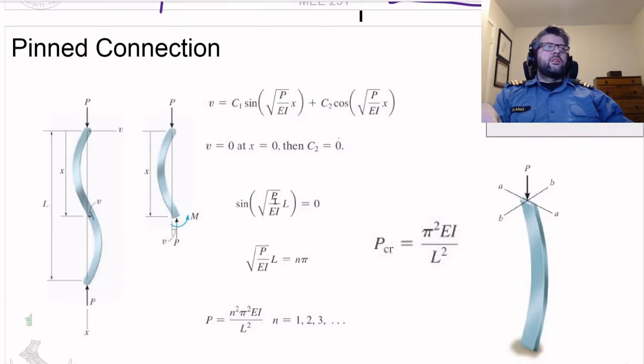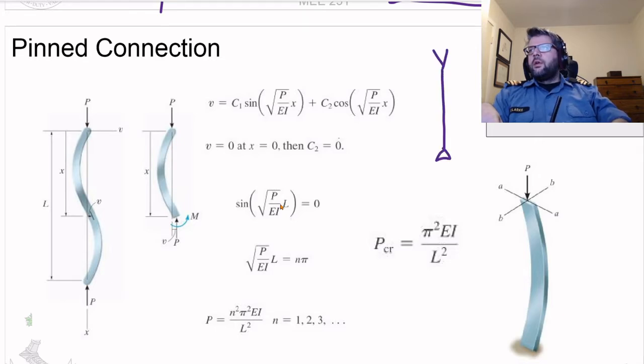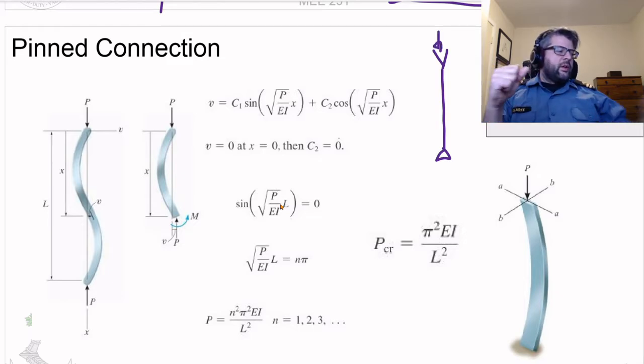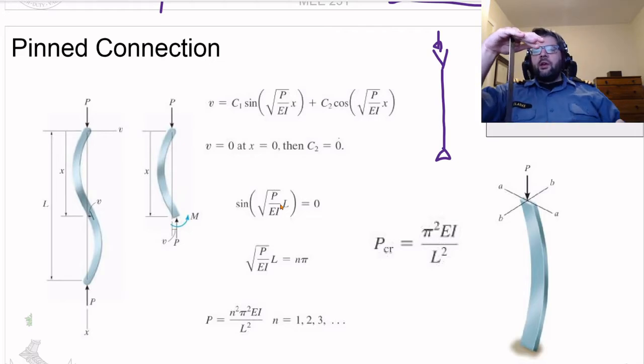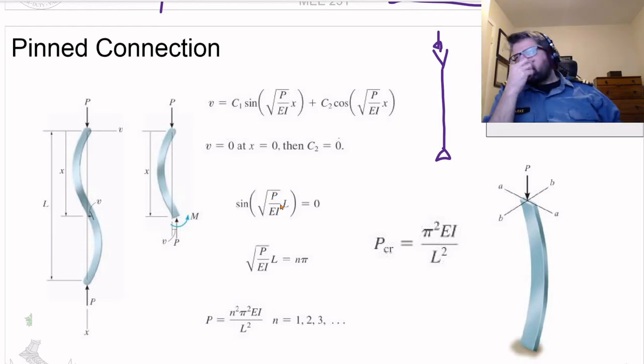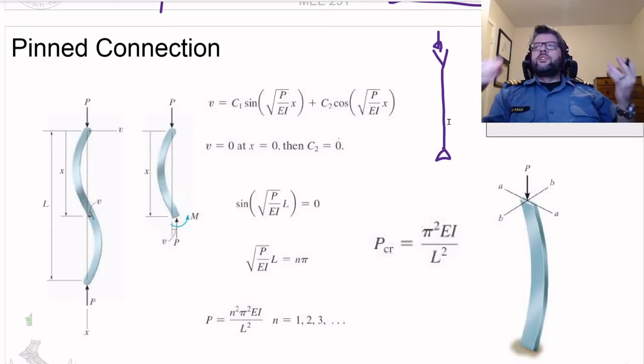For a pinned connection, where it's pinned on both ends, so again, if we have a load here, if it's pinned on both ends, that's us saying that it is prevented from moving back and forth at the top and the bottom, but it's not preventing rotation. So if that's the case, then we know that the displacement at x equal to 0 needs to be 0.